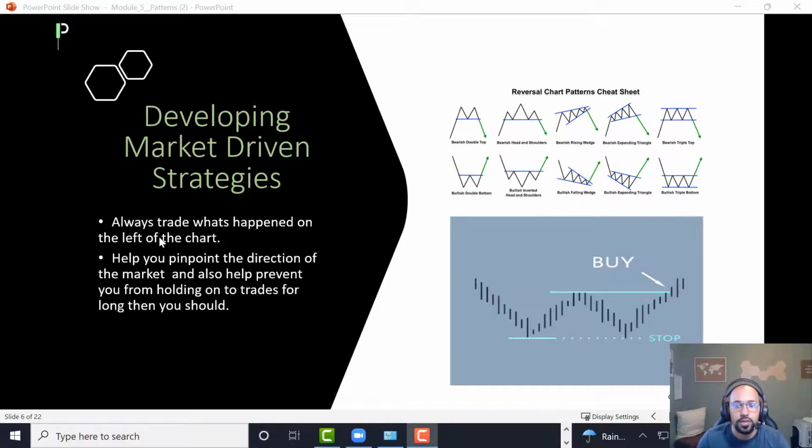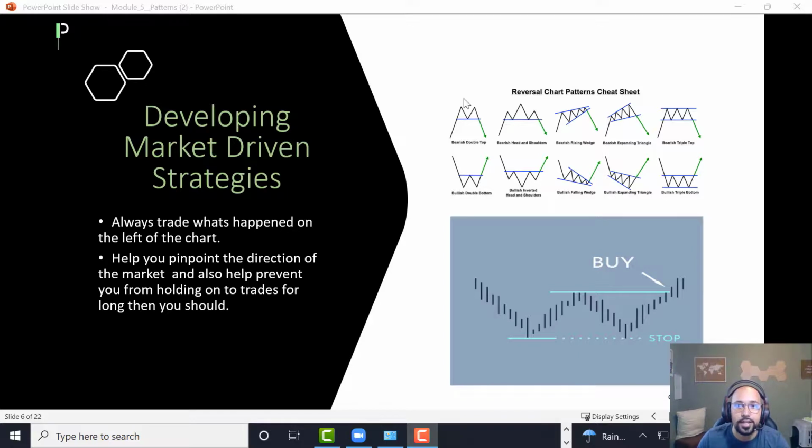If you try to trade what you think is going to happen or what you want to happen in the market, you're more than likely going to be on the wrong side of the trade every single time, and you're going to get real emotional. So look to always trade what has happened on the left hand side of the chart. This will help you pinpoint the direction of the market and give you a better understanding of whether you should be going long and or short.